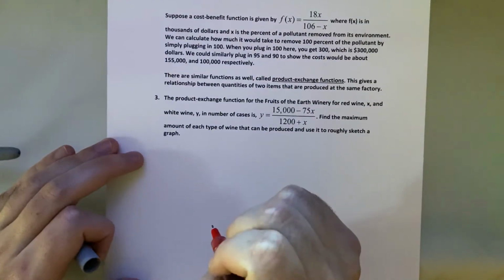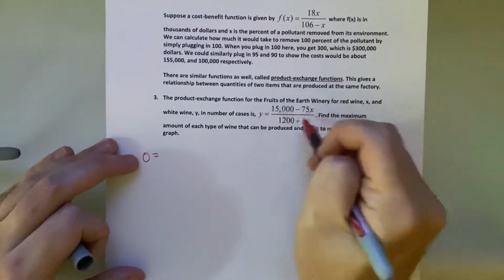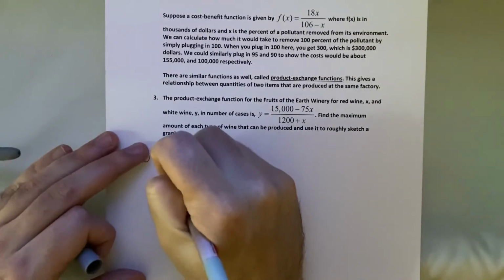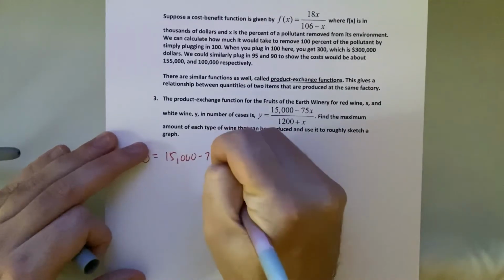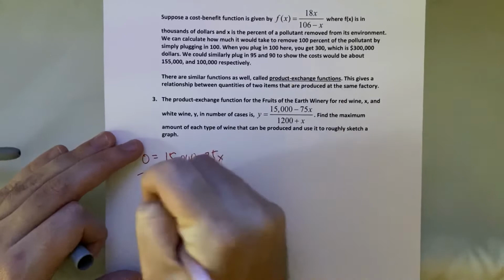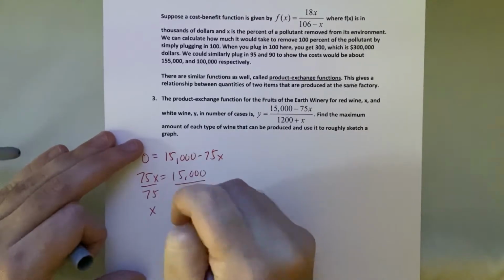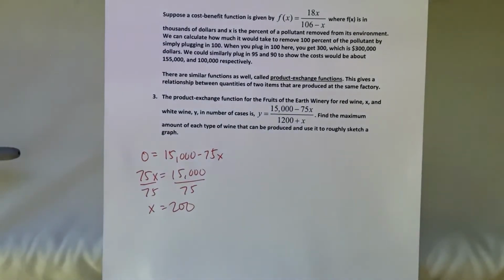To find out when we're producing none of y, we just set y equal to 0. And of course, which part of the fraction determines when that's 0? The numerator. So 0 equals 15,000 minus 75x, which means 75x equals 15,000. We divide by 75. This should be 200. So you could produce 200 cases of red wine if you produce 0 cases of white wine.